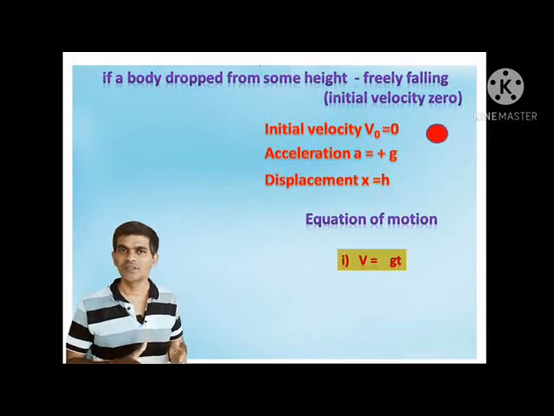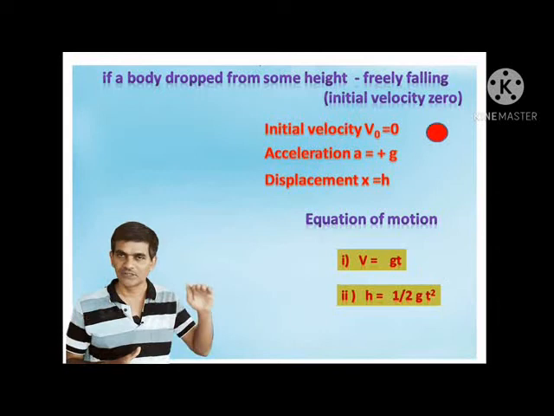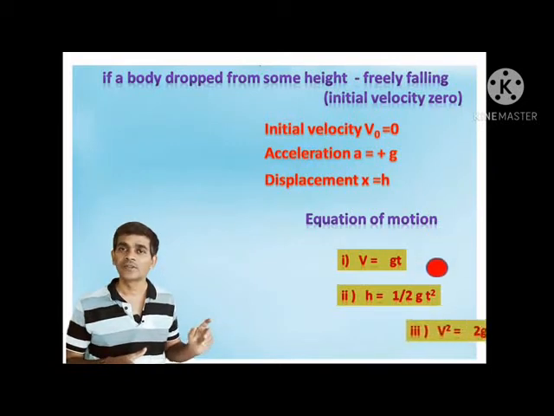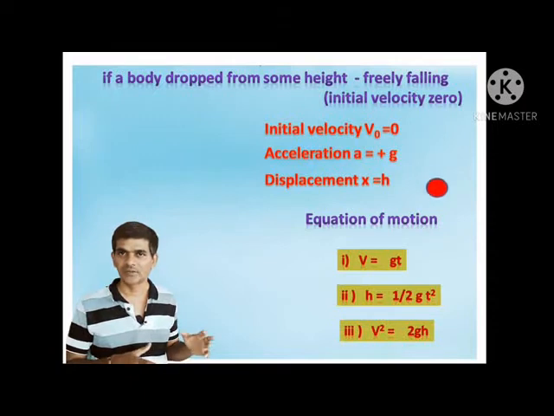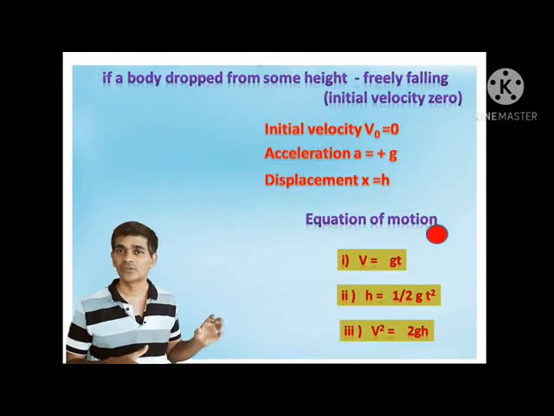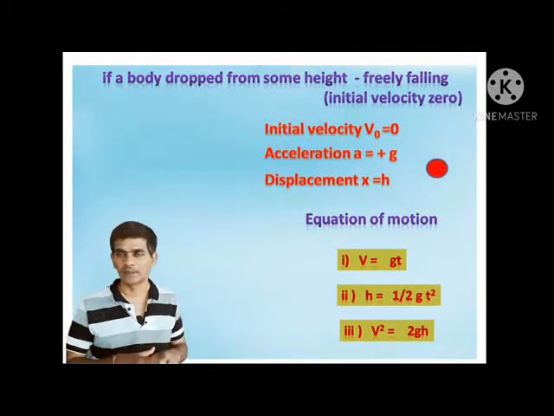First equation, v is equal to v naught. V naught is 0, therefore it is 0, plus a, acceleration a is g here, into t, so v is equal to gt. And second equation, displacement is the height through which it is falling, therefore x is equal to h, we will write h is equal to v naught t. Since v naught is 0, the term is 0, plus half gt square. And third equation, v square is equal to v naught square, v naught is 0 here, v square is equal to 2gh. And these are the equations of motion for a body which is freely falling.